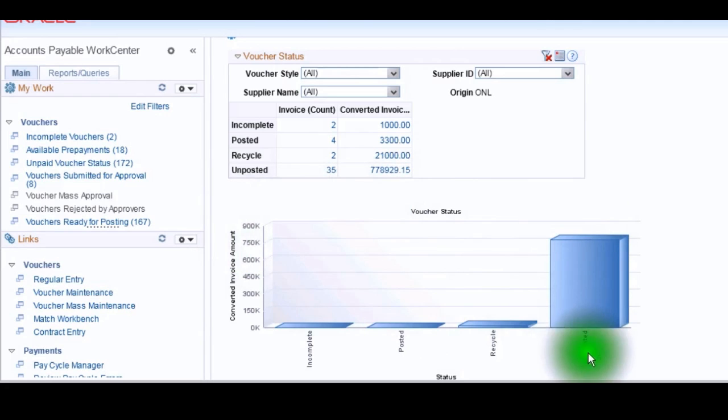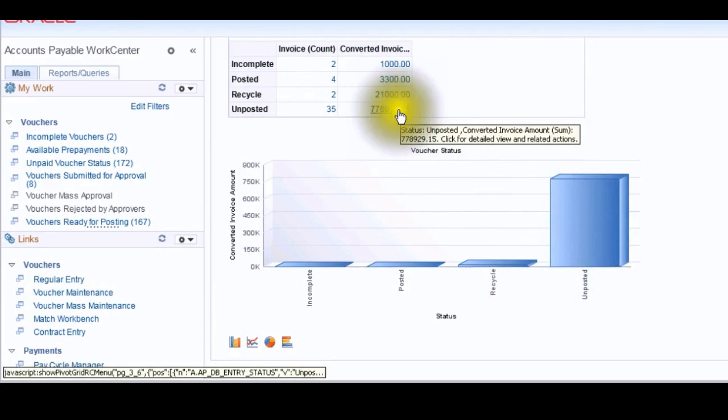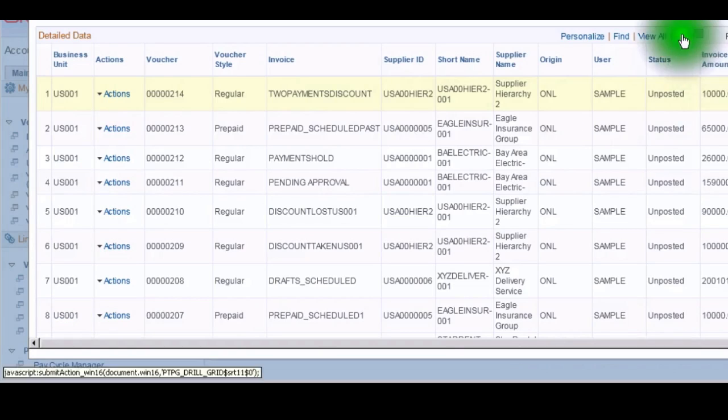$750,000 worth of vouchers that are in an unposted status. These $750,000 of vouchers correspond with 35 unpaid invoices. Once again, we have the ability to use the charts to help us to make informed decisions so that we can go about paying some of these unpaid vouchers. We can click into the grid, and we see a world of information about each one of those different invoices that are there, these 35 invoices.